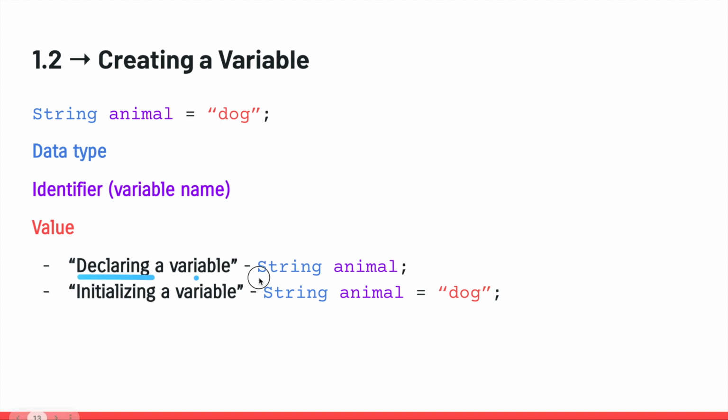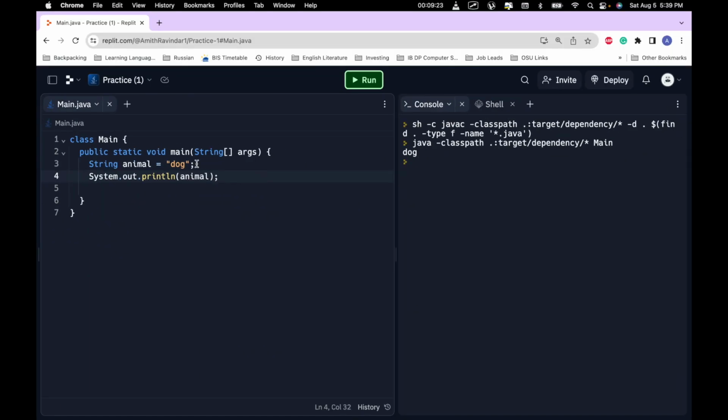Now, if we just do something like this, string animal, that's declaring a variable. If we do this, that's initializing a variable. Right here, we create a variable. What we can do instead is write string animal, and in that case we're just declaring a variable. We're creating it, but we haven't assigned any value to it. So that memory is allocated. We have that memory location in our RAM, but there's nothing there. So this is just declaring.